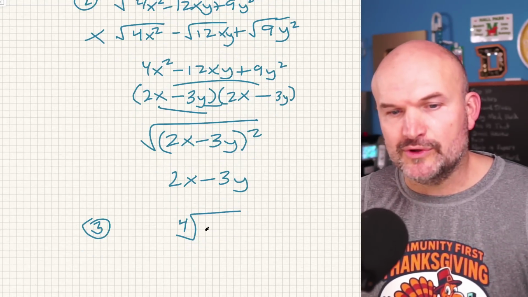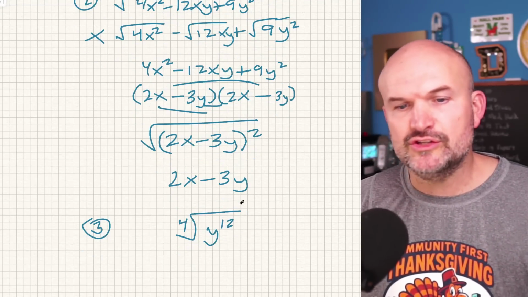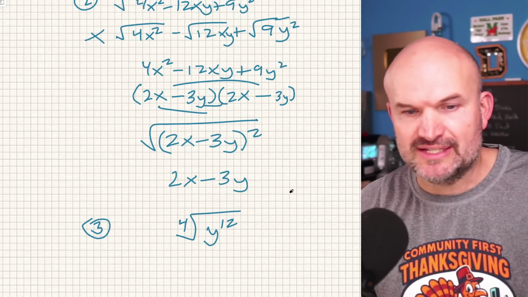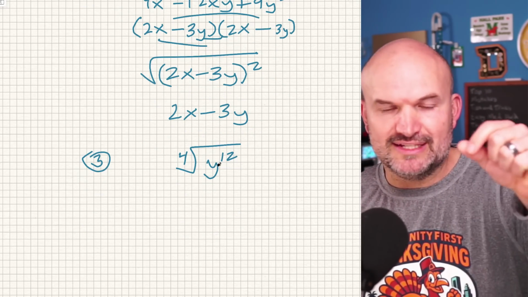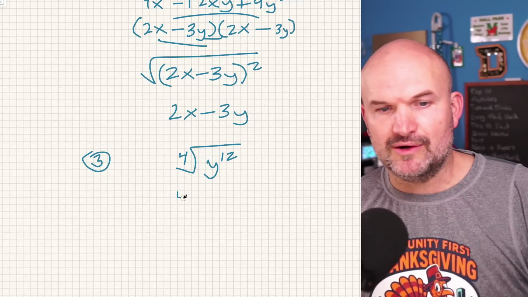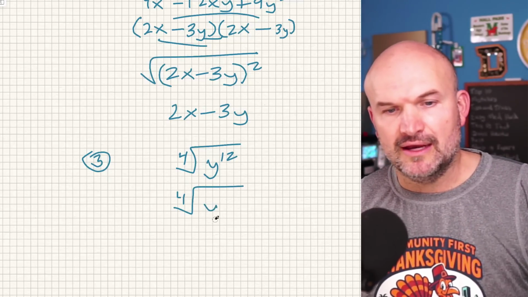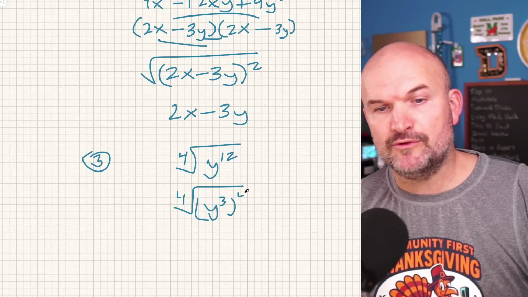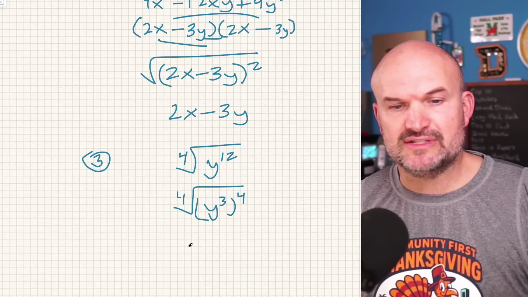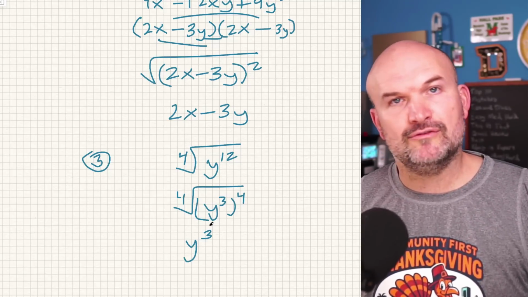So what if I had the fourth root of y to the 12th power? Now, obviously, we talked about this in the previous example. I don't want this to be y to the 4th raised to the 3rd power, right? I want to make sure I rewrite this as y cubed to the 4th power. Now I can see those are inverse operations, and then I get a final answer of y cubed.